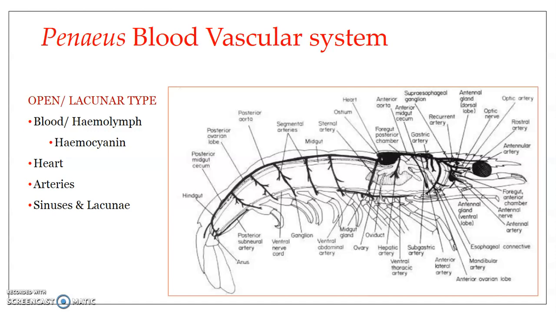These open channels are referred to as sinuses and the spaces as lacunae. So the blood is not confined to blood vessels alone, but it flows in open channels or open spaces. Since this blood flows through these open spaces, it is known as an open type of circulatory system, or open type of blood vascular system. And lacunar type, obviously, because lacunae are the spaces through which the blood flows.